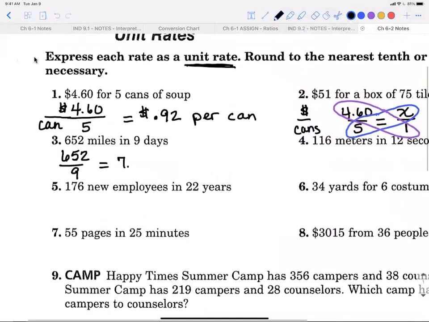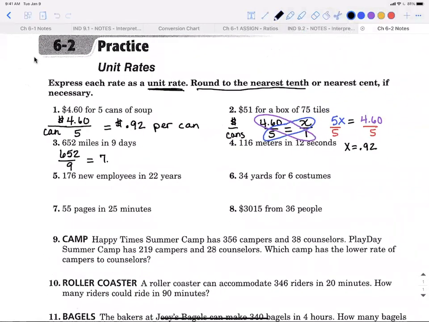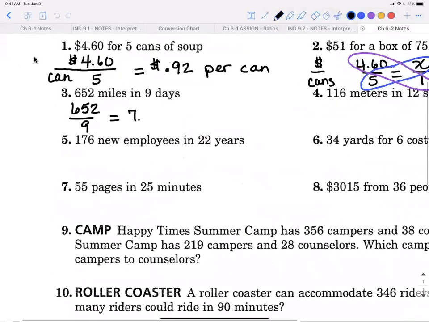Okay, now wait a minute real quick. What's it say up here? It says round to the nearest tenth or cent if it's money, right? Cent if it's money, tenth if it's not money. So go ahead and round that for me. 72 point what?